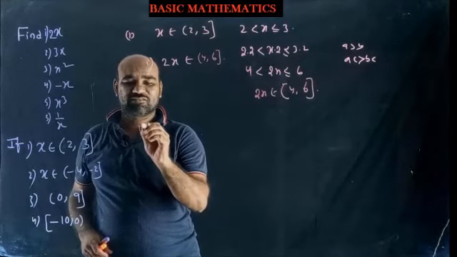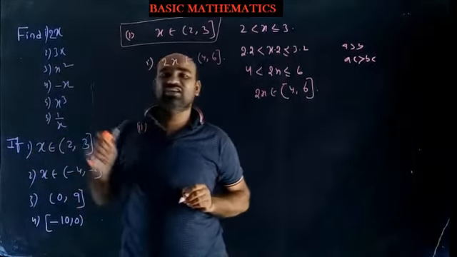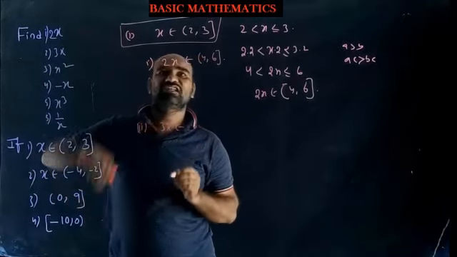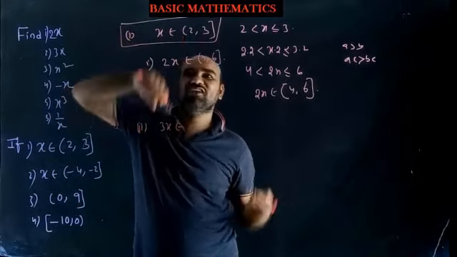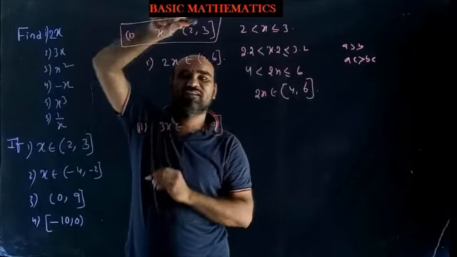Second one, for the same problem, I want 3x. Each element of the set is multiplied by 3. 3 is positive, so nothing happens to the inequality. So 3x belongs to open 6 to closed 9.